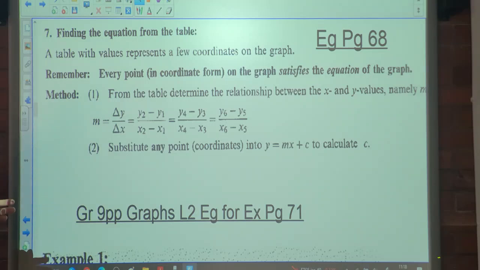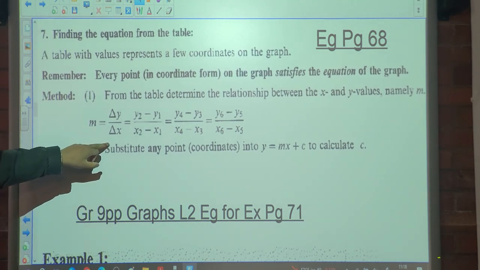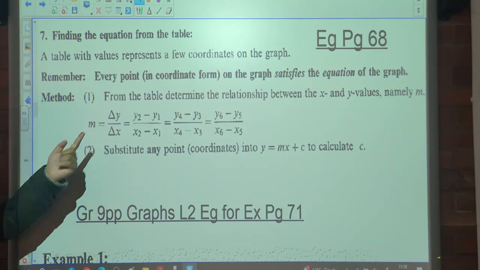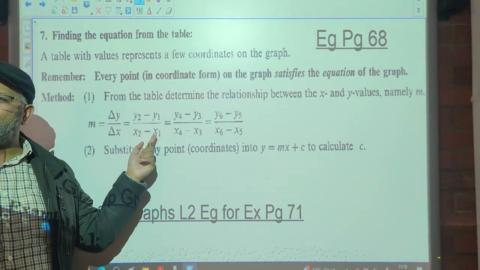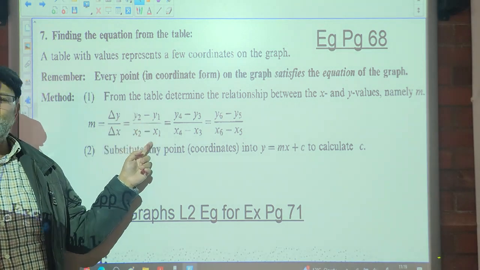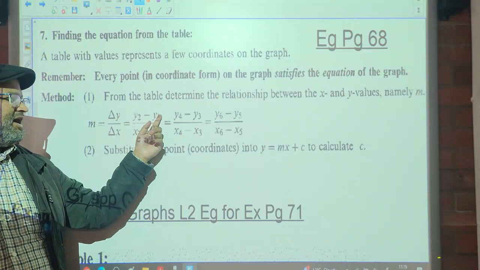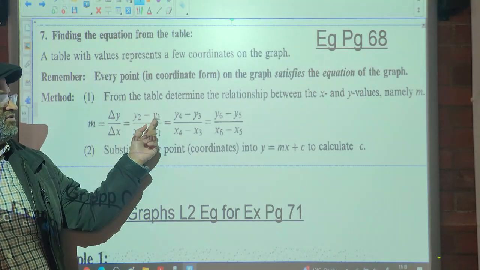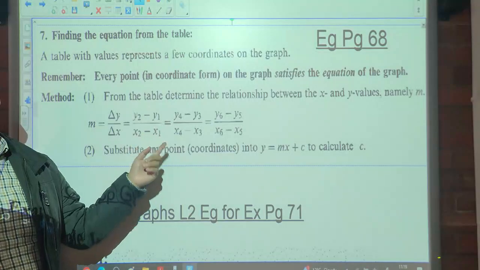Method 1. From the table, determine the relationship between x and y values, namely m, which is also known as what? Your gradient, also known as your slope, also known as your inclination, all the same thing. The gradient is delta y over delta x, or change in y over change in x. So this is y2 minus y1 over x2 minus x1. If we go y1 minus y2, it must be over x1 minus x2. If I go ya minus yb, it must be xa minus xb. If I say yp minus yq, it must be over xp minus xq.